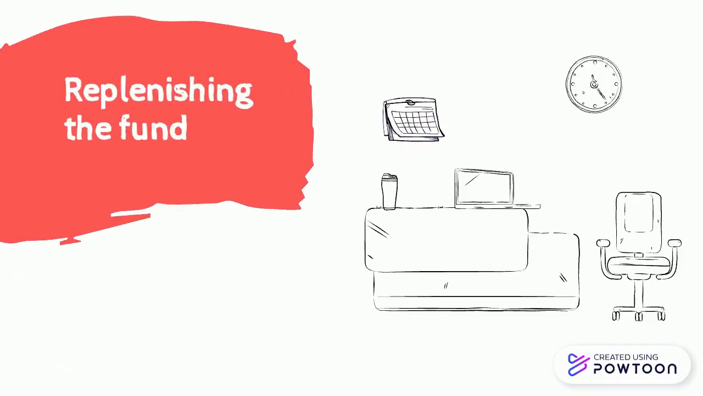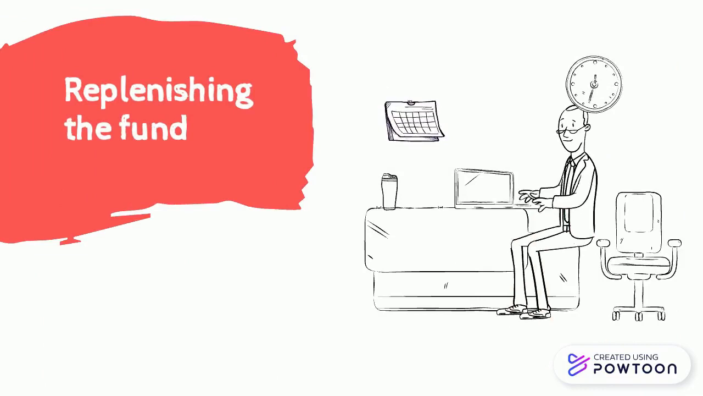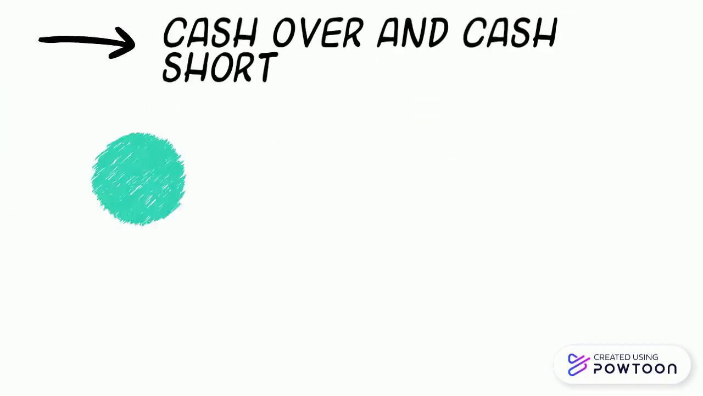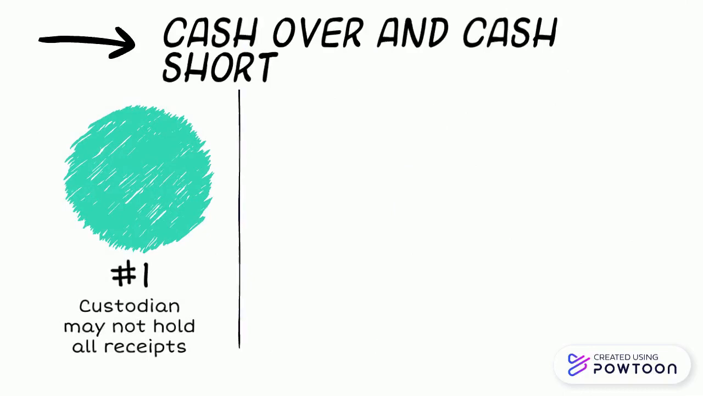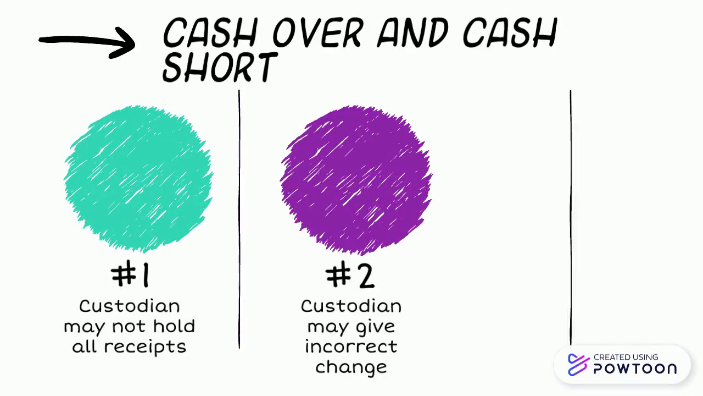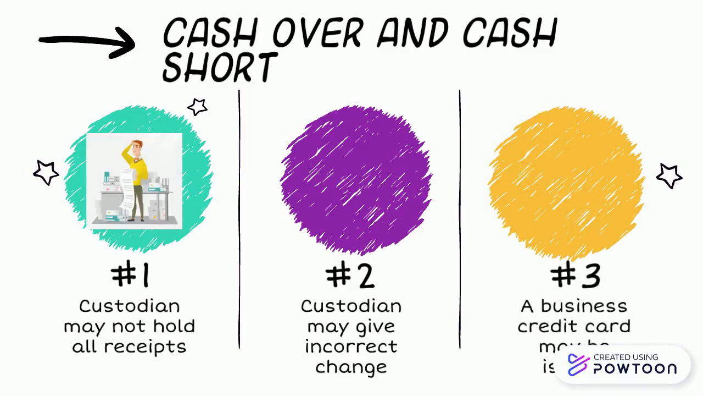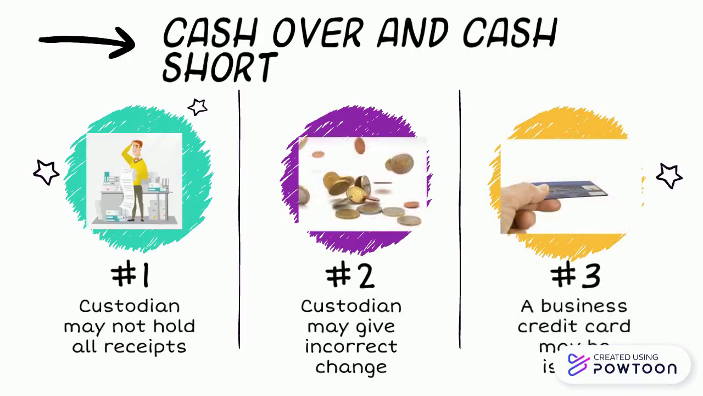This takes us to the last operating activity, replenishing the fund. To replenish the petty cash fund, the remaining balance of cash must be counted, and the business must cash a check to bring the cash back to its initial balance. After the fund has been replenished, the amount that was replenished should equal the total number of receipts. However, this is not always the case. This could be due to the custodian not having all the receipts, or if they have given the incorrect change.